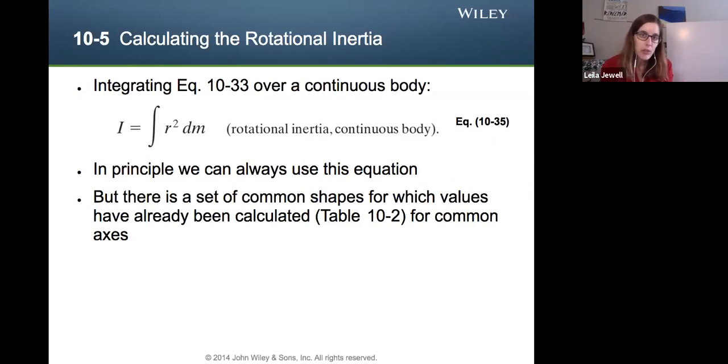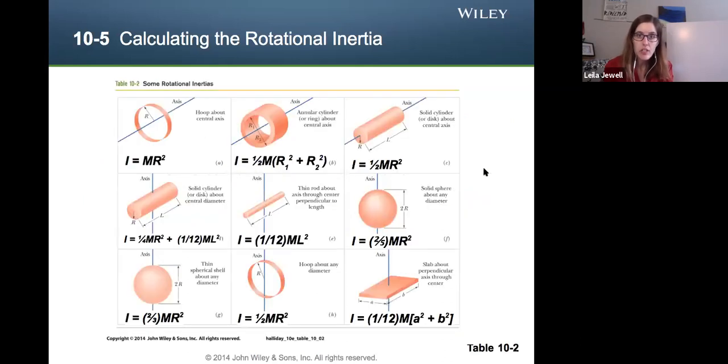So in principle, we could always use this equation, but there's a common set of shapes for which values have already been calculated for various axes, and that's our table 10-2. So this is table 10-2. It's a great reference. It's something that's given to you on the exam. So it's not something you have to have memorized, but you do need to know how to use it.